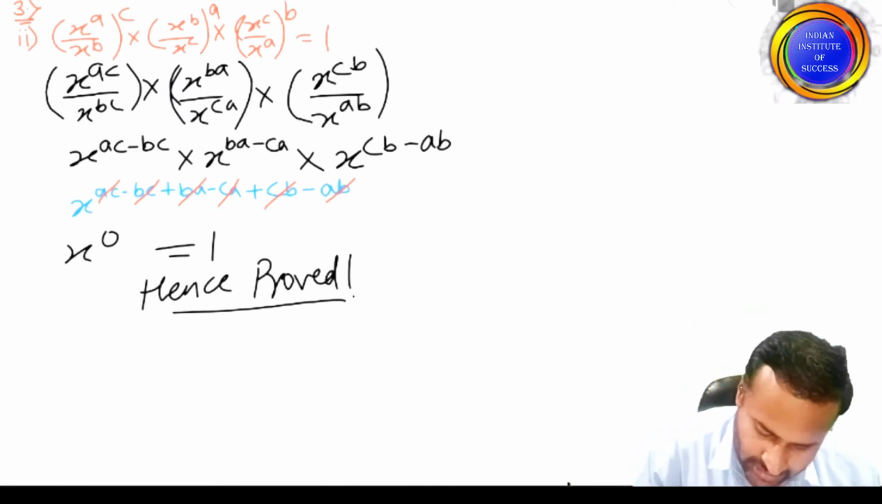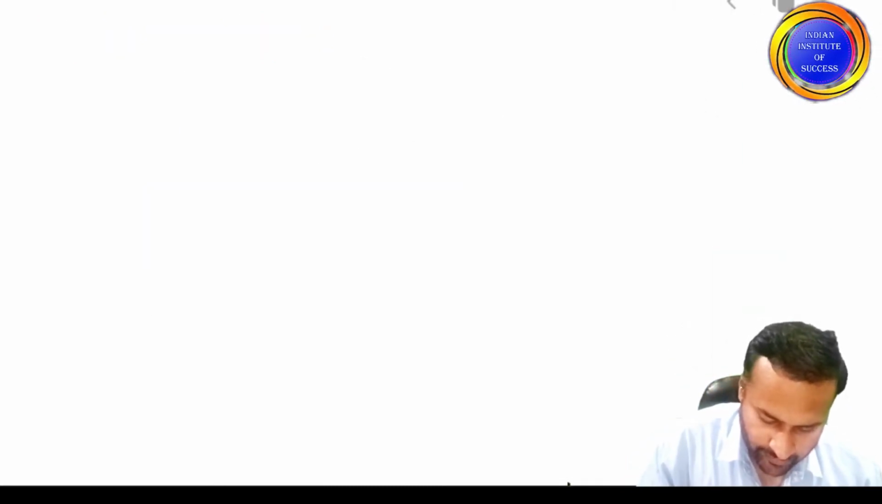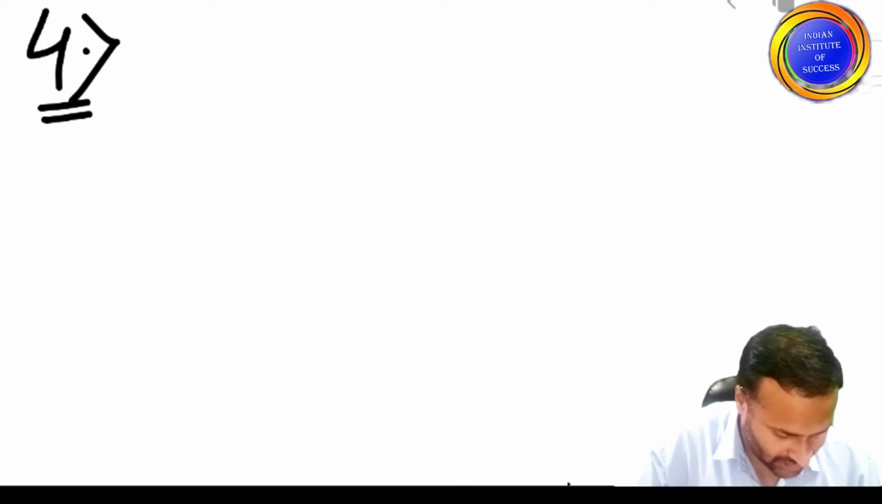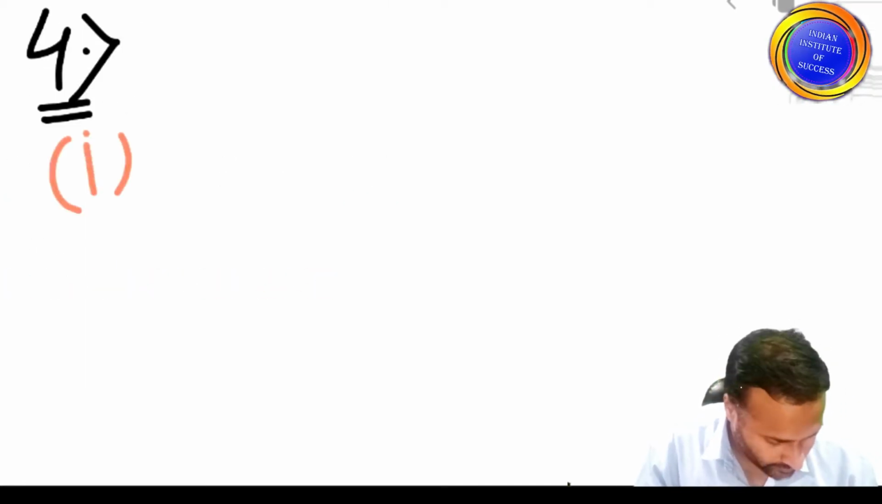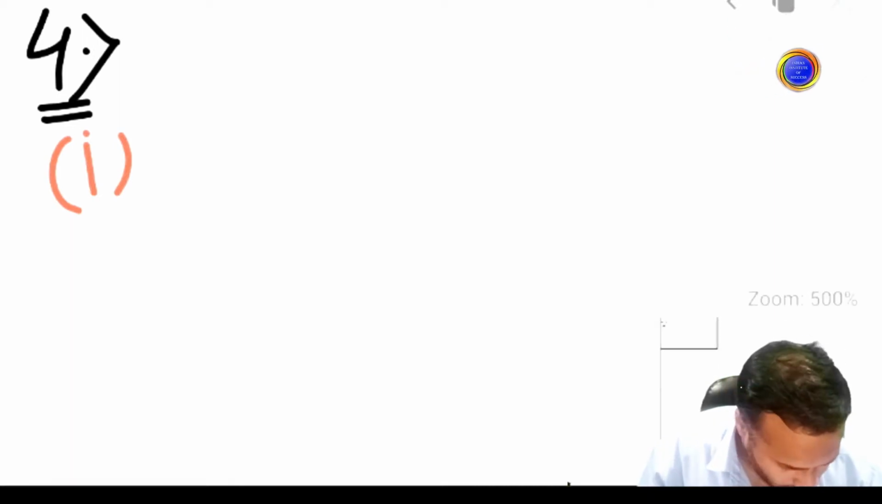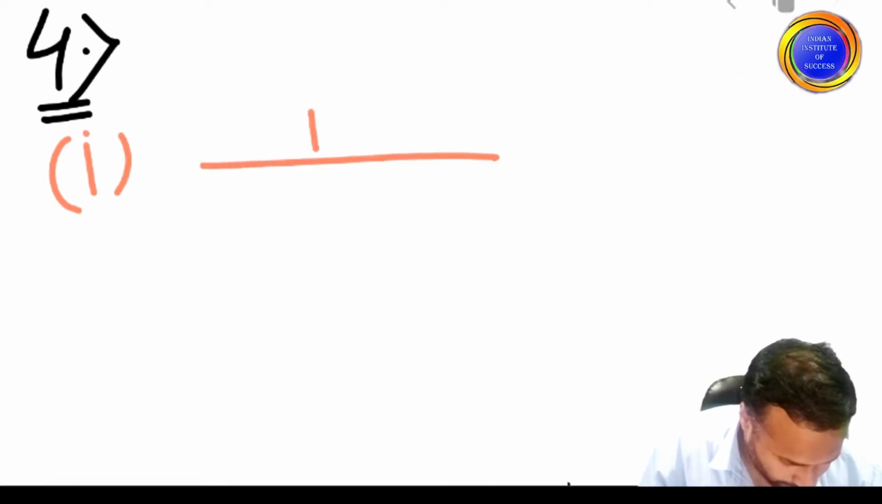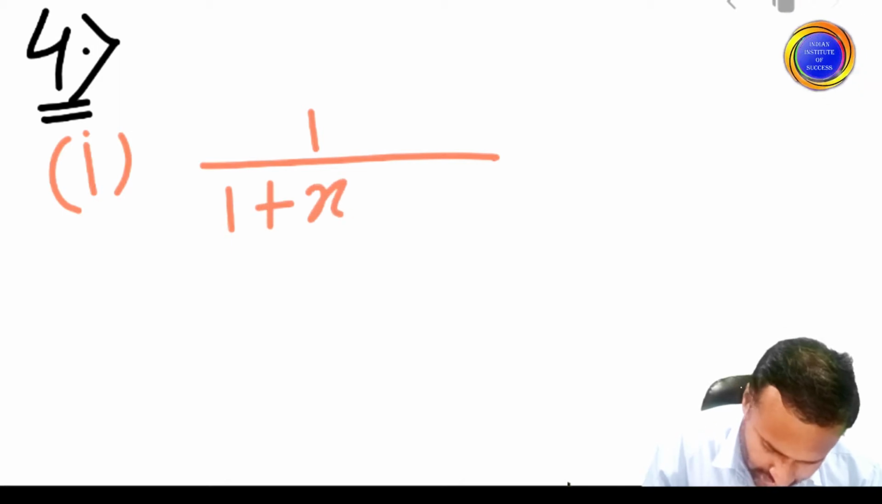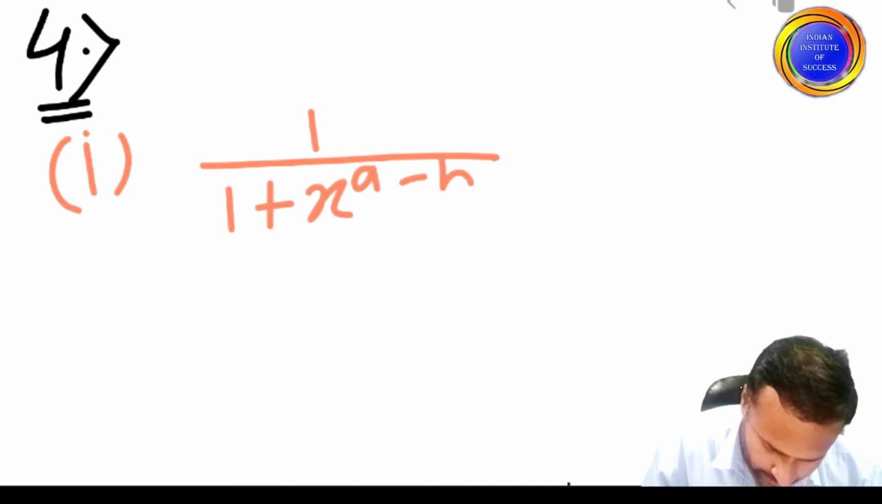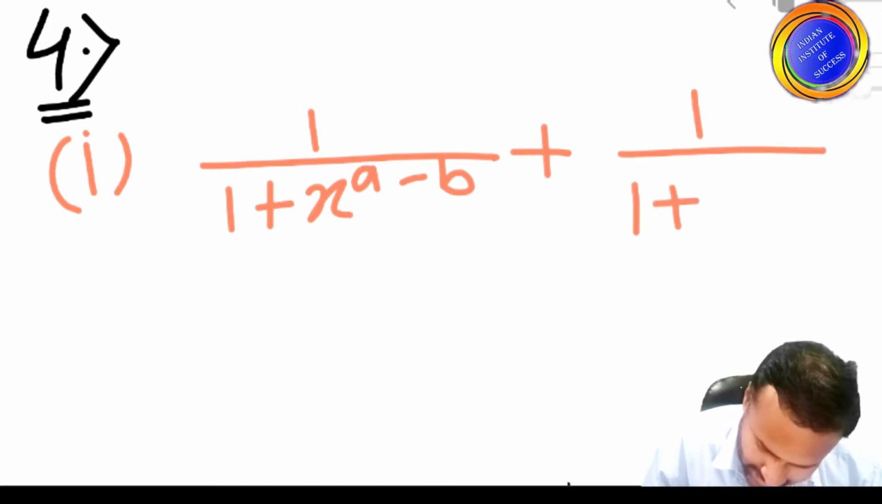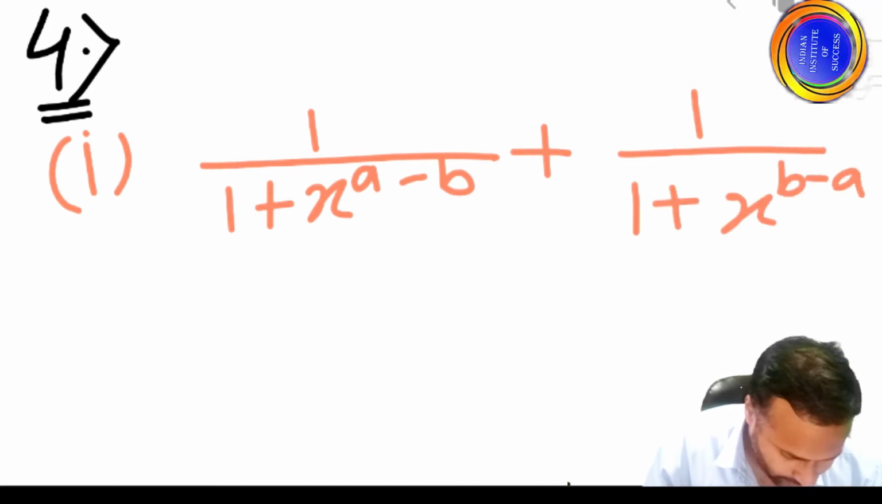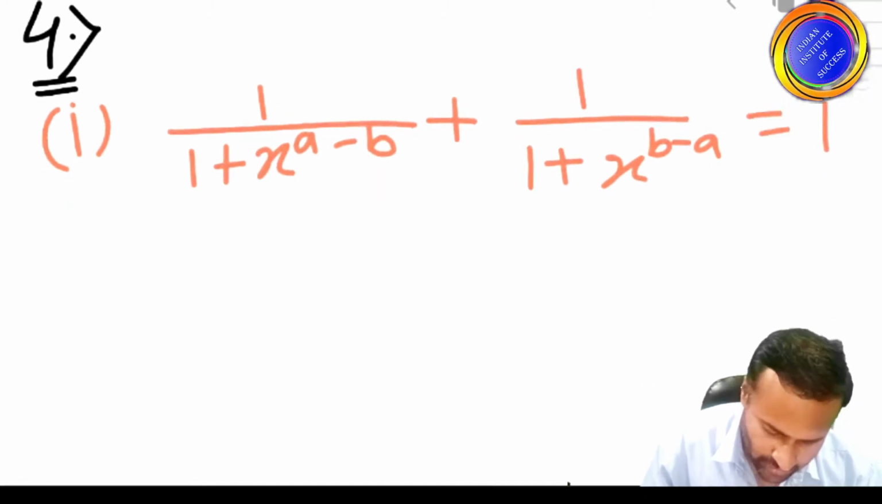Now we will do the fourth question of this exercise. It is also simple, you can understand easily. First question: 1 upon 1 plus x raised to power a minus b, plus 1 upon 1 plus x raised to power b minus a, equal to 1. Here also we have to prove this.